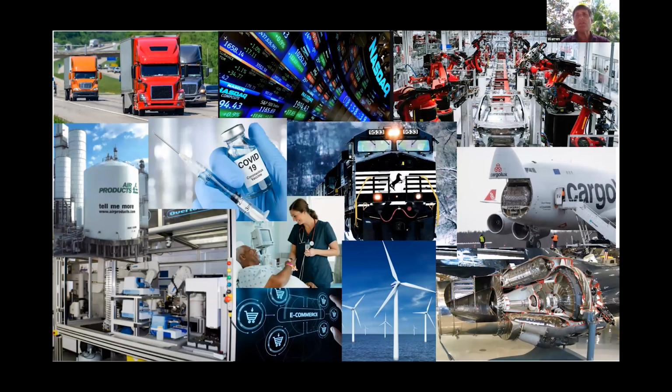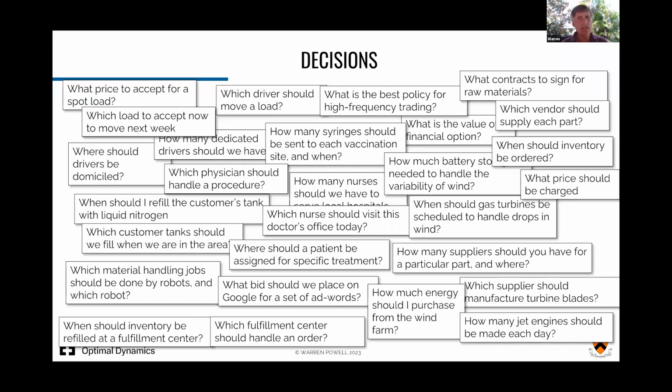So let's take a brief return visit to all of my favorite problems. Behind every one of these problems are decisions. And every one of these boxes is a question that requires an answer. There's a choice. And clearly, if there's a choice, certain choices are better than other choices. So we want to pick the best choice, which means we'd like to optimize our decisions.